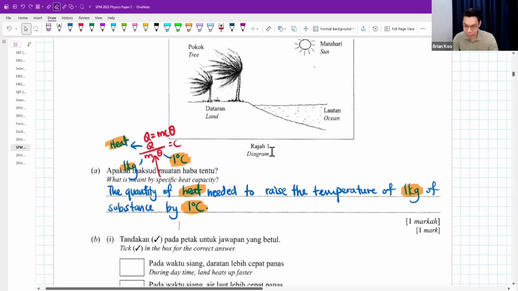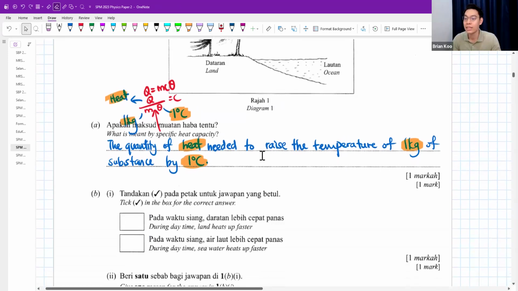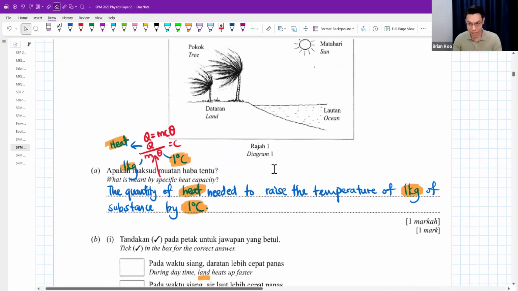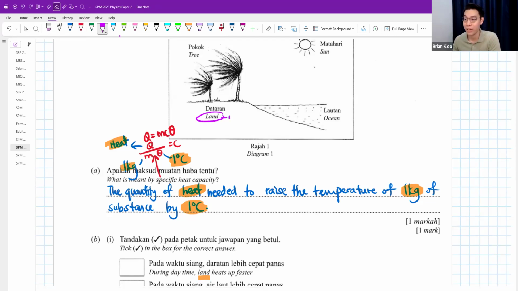Okay, part B. Tick in the box for the correct answer. During daytime, does the land heat up faster or does the seawater heat up faster? Now, one thing that you must know for this kind of land breeze, sea breeze question is the land is very fast. Fast at heating up, fast at cooling down also. Very fast. And the reason it is fast is because it has a small C value, small specific heat capacity, as well as a small t. So it takes a shorter time to heat up.